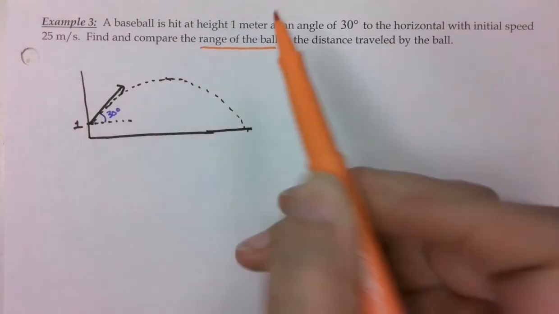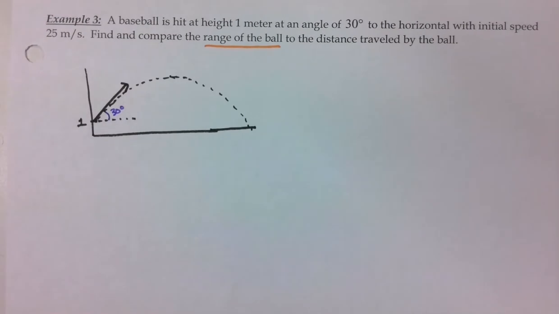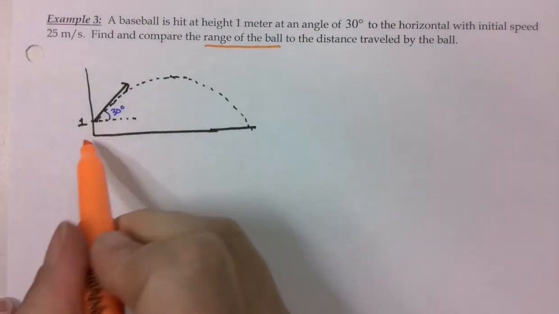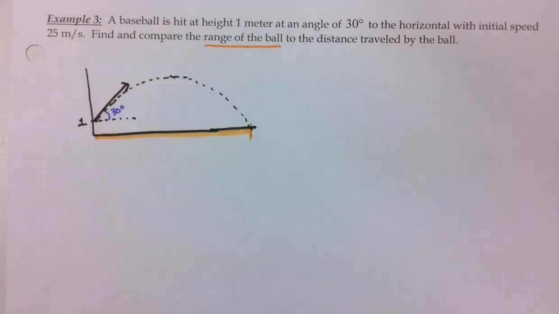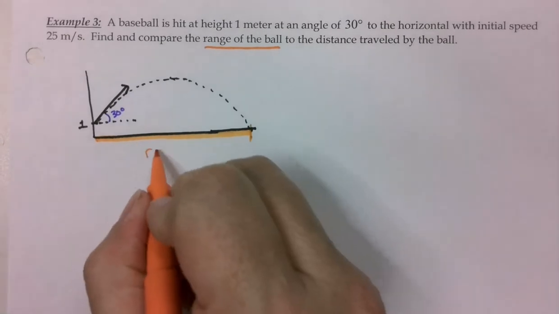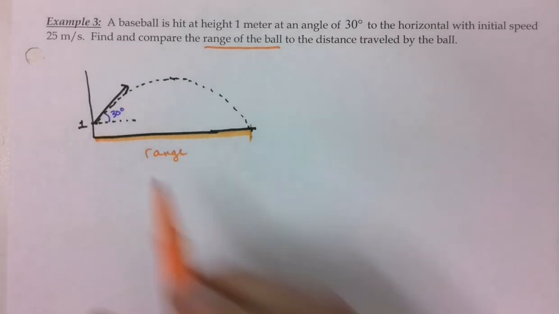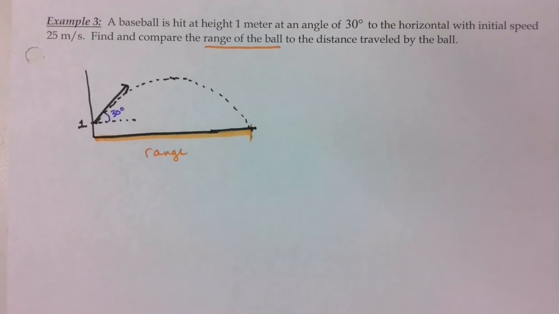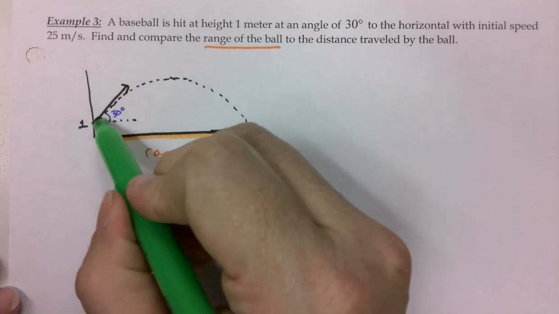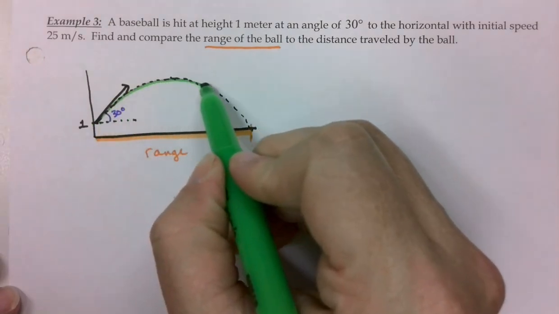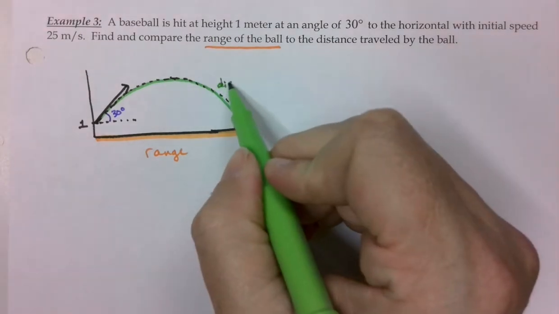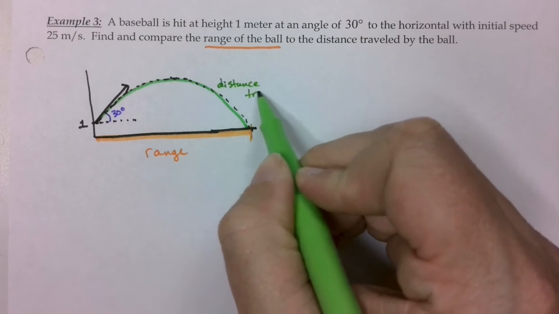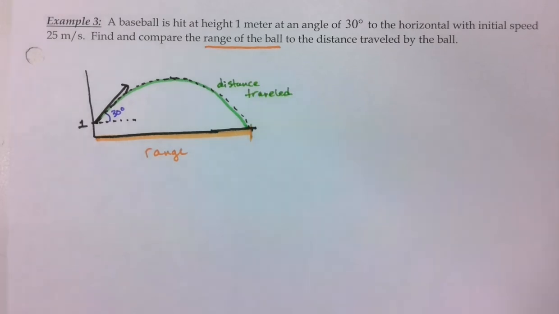Now, the range of the ball is right here along the x-axis, from where it's hit to where it lands. That would be the range. It's an x value. Now the distance traveled would be from when it's hit up in the air and where it lands. That's the distance traveled. And so in order to compare them, of course, we're going to have to find both of them.